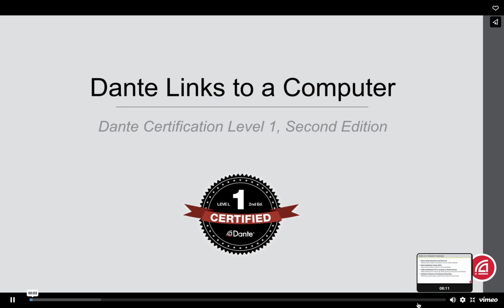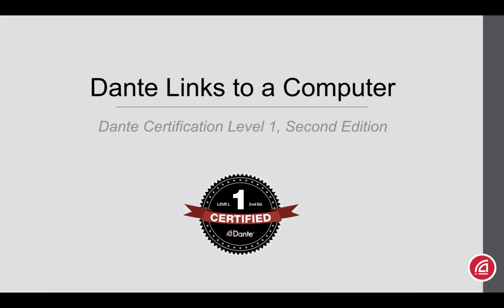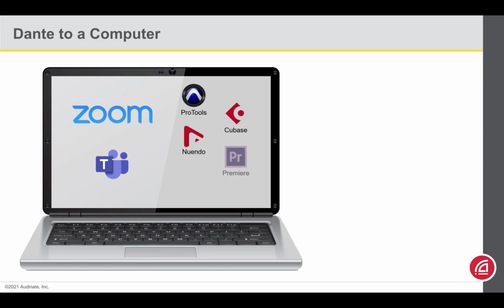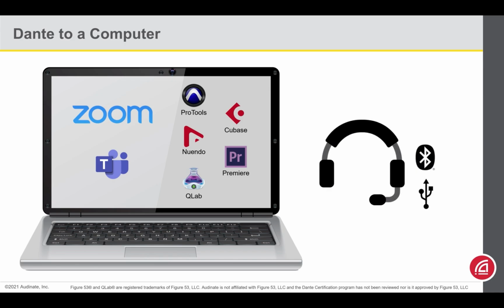Level 1, Second Edition. Computer links to Dante. Computers are involved with everything now, and audio-video is no different. We need the link when using video conferencing software like Zoom or Teams. We need it when recording or editing with Pro Tools, Cubase, or Adobe Premiere. Even live production software like QLab can use a cleaner link to the rest of the production. And of course, we can connect Dante directly to these applications without using USB or Bluetooth connections.